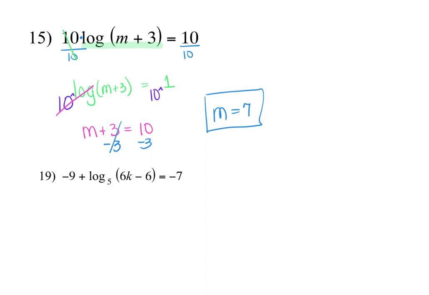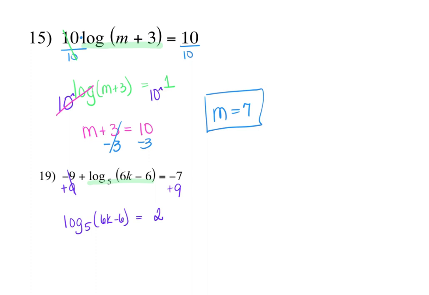All right, so once again, my goal, I'm going to try to recognize what I'm trying to get by itself. So this right here is what I'm trying to get by itself. So what do I need to do first to get that by itself? Yeah, I need to add this 9 to both sides. On the left-hand side, I now have the log base 5 of 6k minus 6. And negative 7 plus 9 is 2. All right.